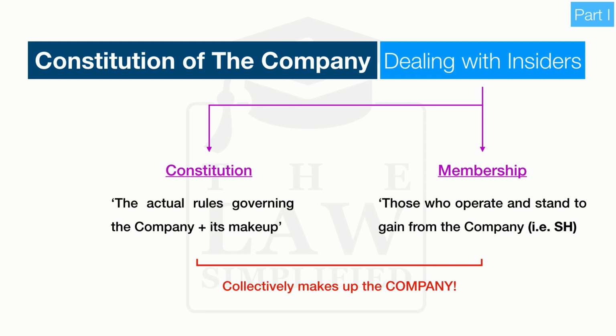This is governed primarily by virtue of the Articles of Association, something we've touched on briefly in a previous lesson, but we will dive deeper into in this lesson and the next. On the other hand, you have membership, essentially the people that are involved in the operation of this particular company, as well as anyone that stands to gain from the company succeeding. In other words, shareholders. Now, collectively, it must be understood that the constitution, the very company, and its membership, which is required for its operation, is considered as the company at large.